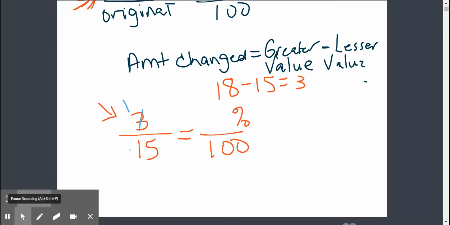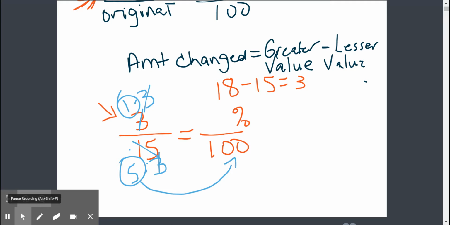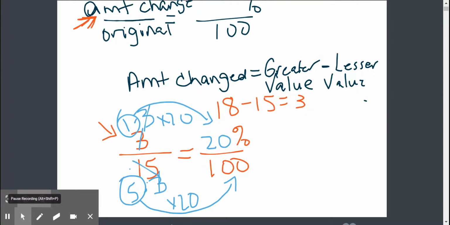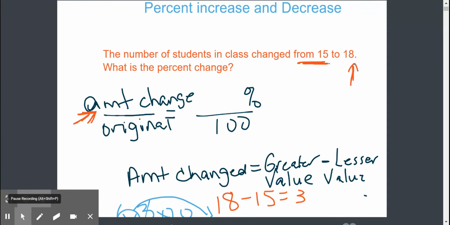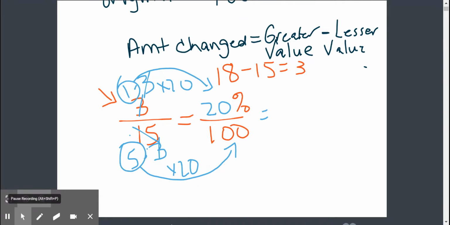Yes. What does this simplify to? 3 times 1, 1 times 3, and 3 times 5. We're going to get rid of our 3, so we're left with a ratio of 1 to 5. That is equivalent to a ratio of 3 to 15. Now what are we going to ask ourselves? And 5 goes to 100. How do you get from 5 to 100? Times 20. And what are we going to do to the top? Times 20. So we would answer this by saying, did it increase or decrease? It went from 15 to 18. Increased. The percent increase from 15 students to 18 students is 20%. The percent increase is 20%.